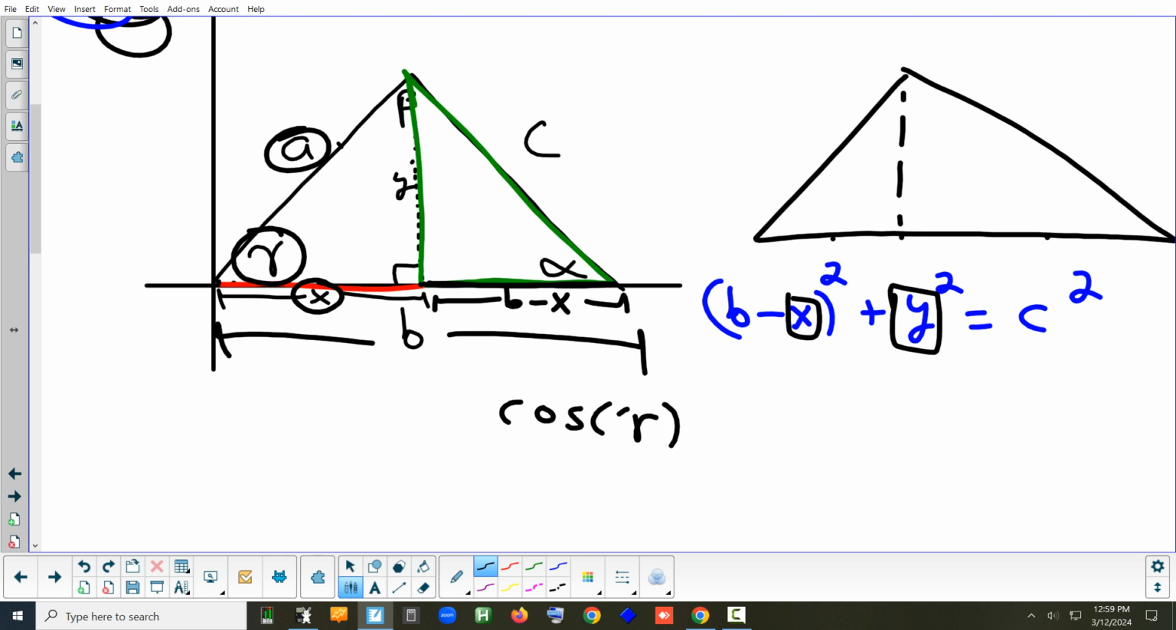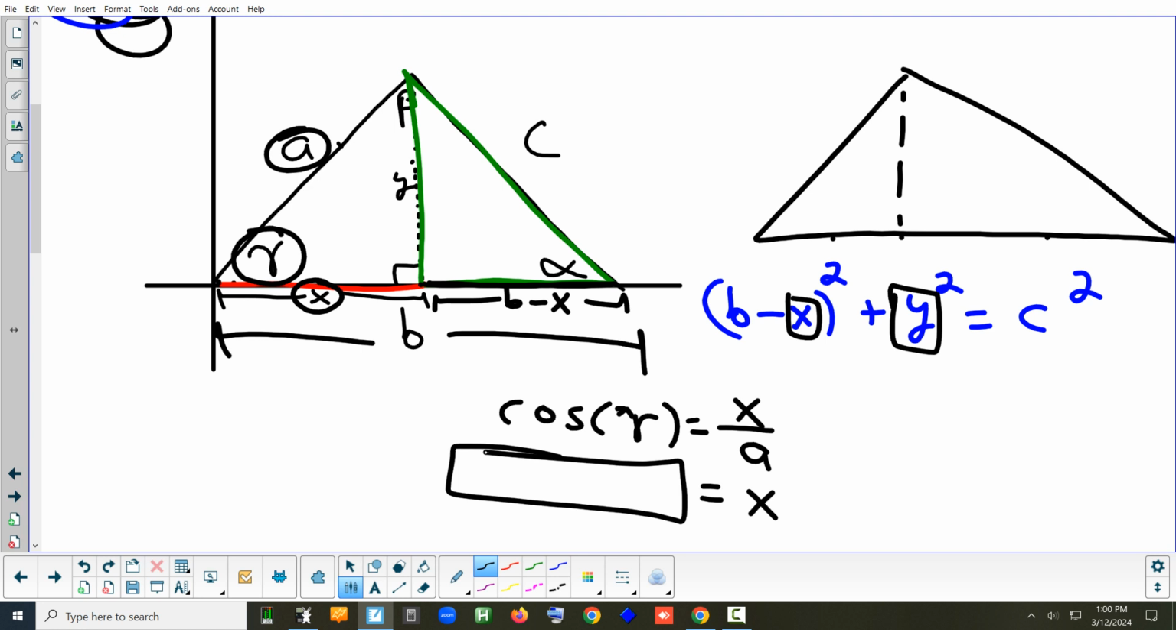Cosine of gamma equals adjacent over hypotenuse. Now I want to solve it for x, so I have something I can plug in. What would x equal when you rewrite it in terms of the original things they would have given you? A cosine gamma. So that is going to get plugged in right there.